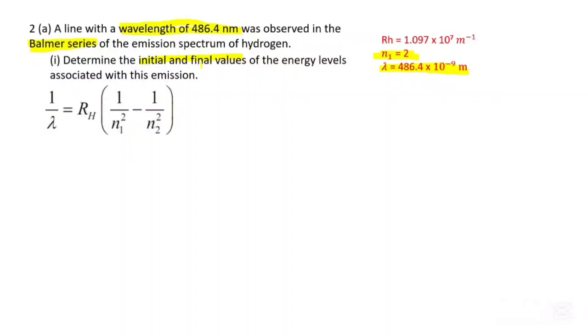Remember that. And then in the formula, we have to substitute the RH value. What is the RH value? RH is the Rydberg constant. We have a constant value for this. So for this question, we have to substitute 1.097 times 10 to the power of 7 meter negative 1. Let's substitute all the values into the formula.